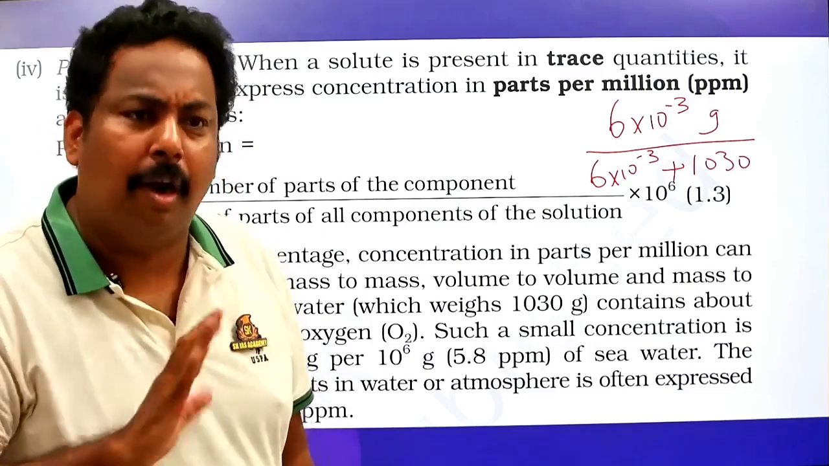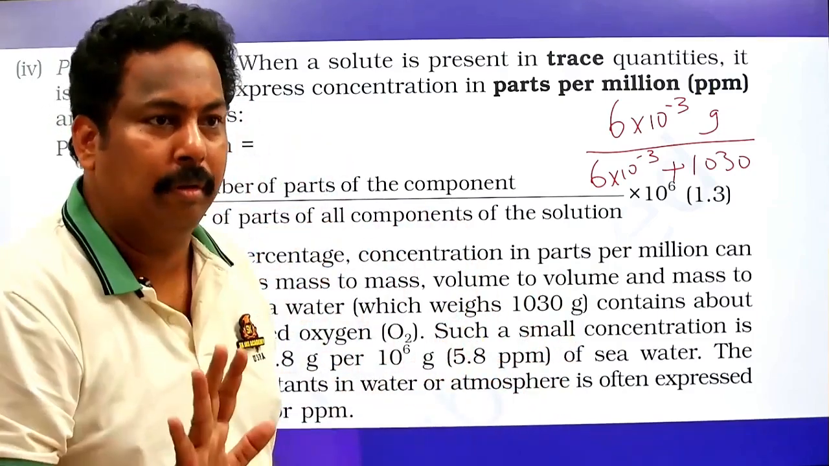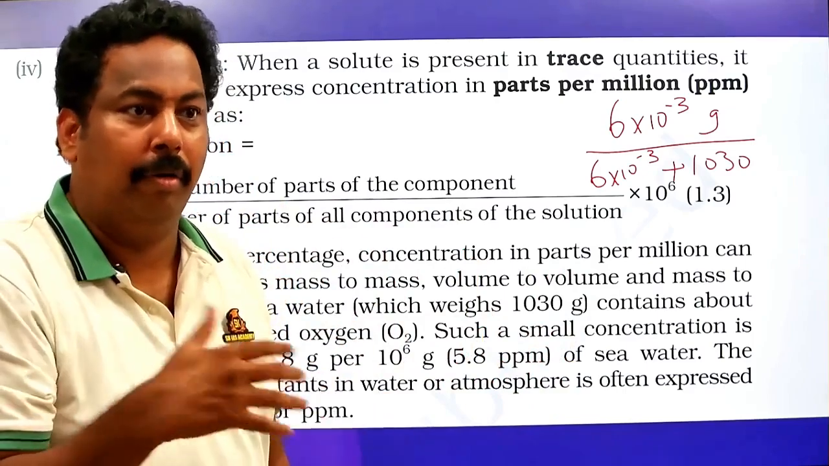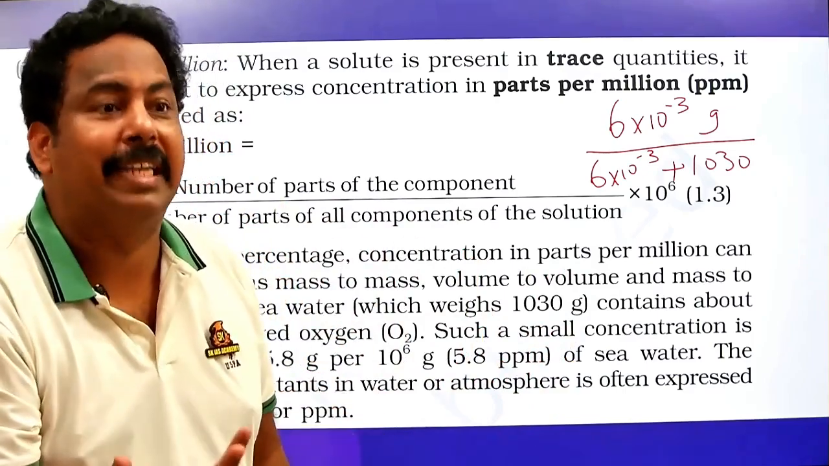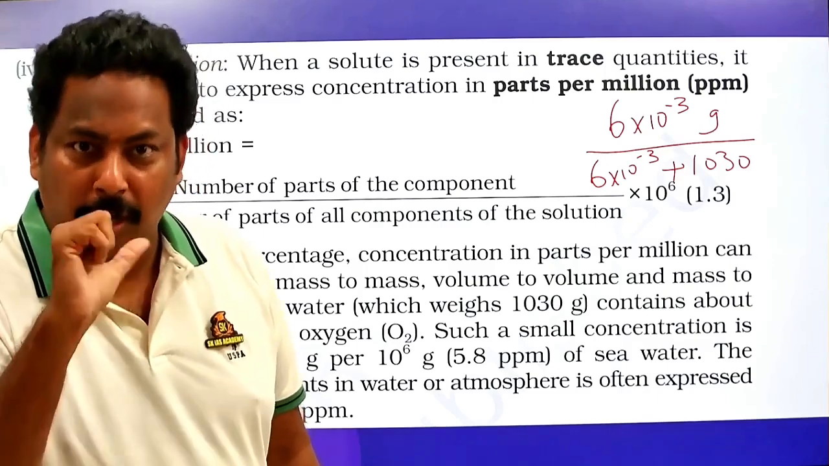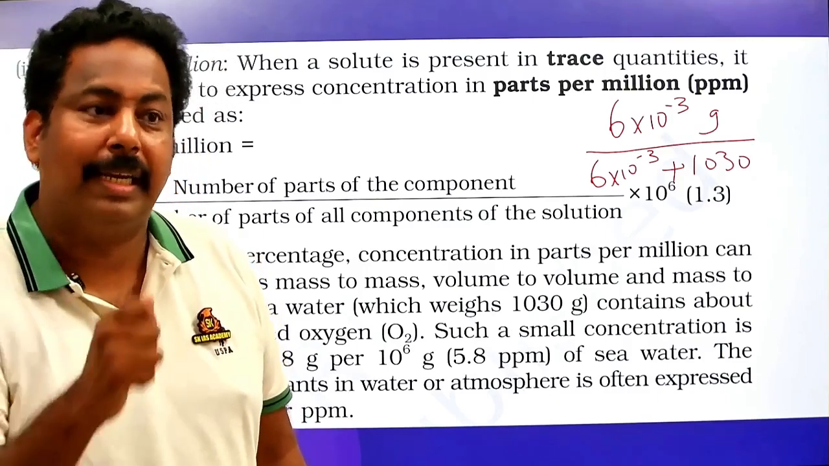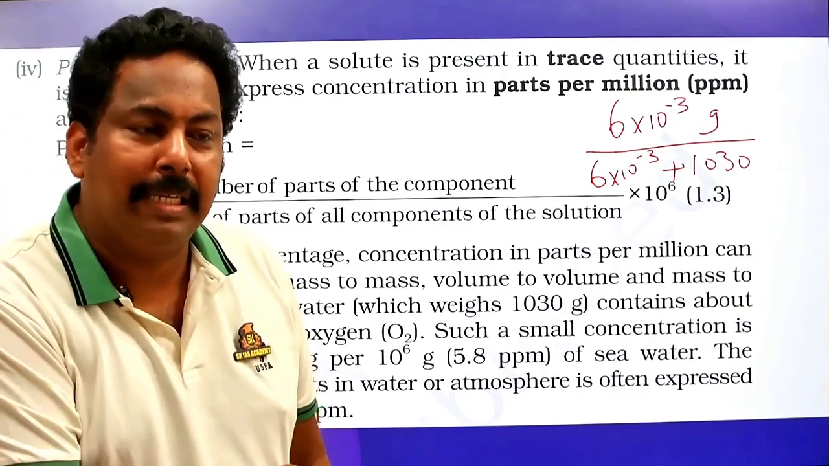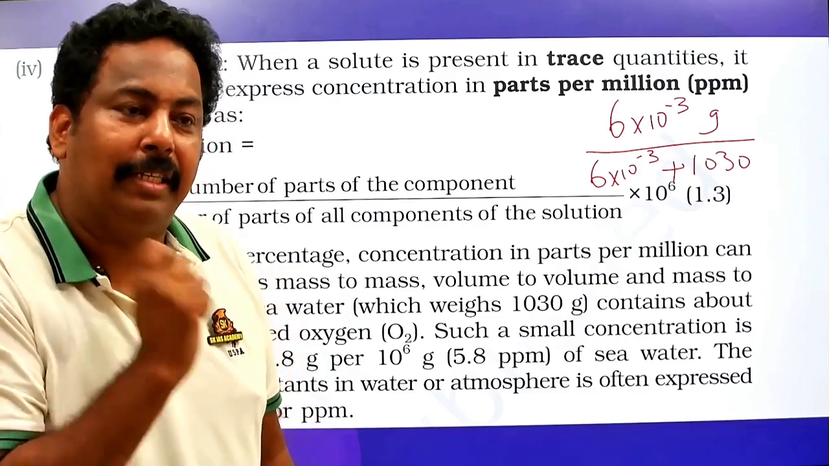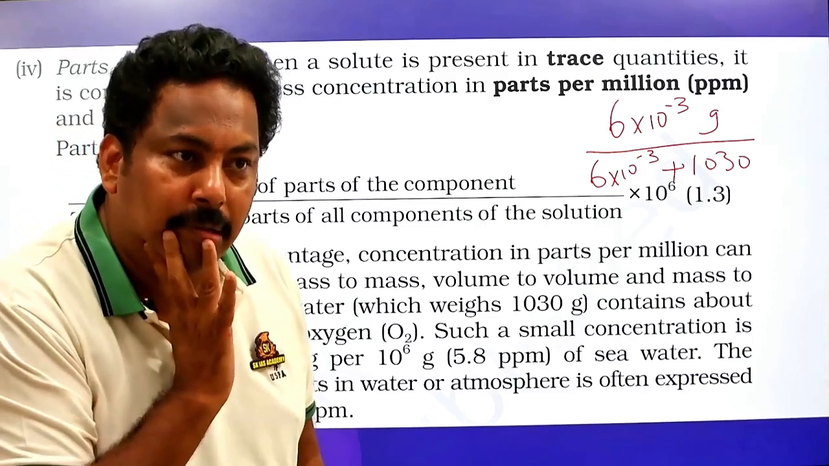Usually, if you use normal water, not sea water, it comes to 1000 grams. 1 liter is 1000 grams. Perfect. Oil varies, sea water varies. The density changes. If you take typical water, what we drink, it is going to be 1000 grams only. But the mass of sea water is going to be how much? 1030. Why am I adding 1030 with 6 into 10 power minus 3? To get the total mass of the solution.